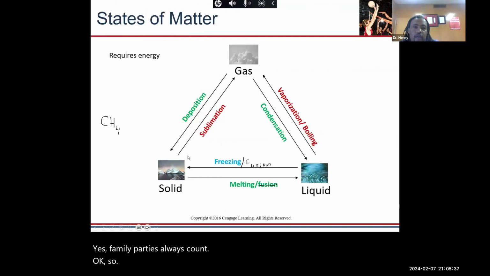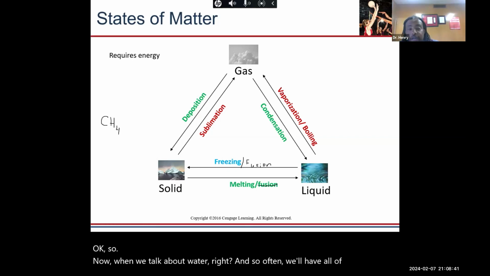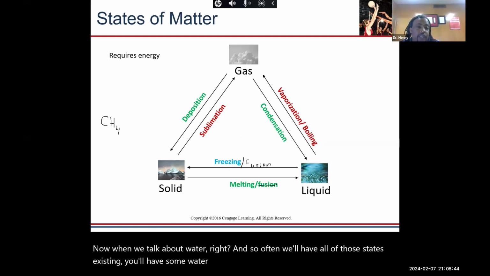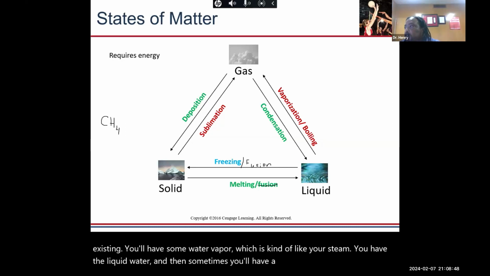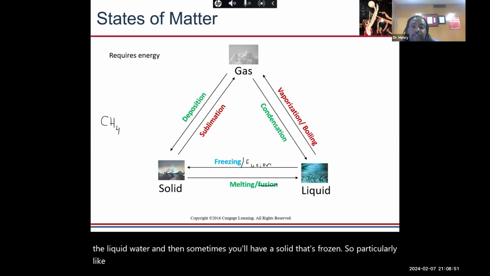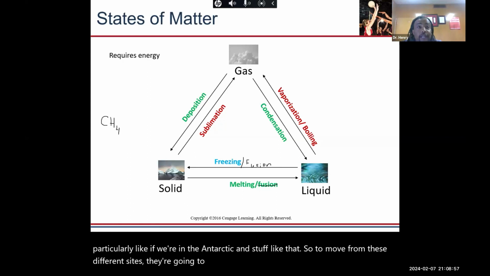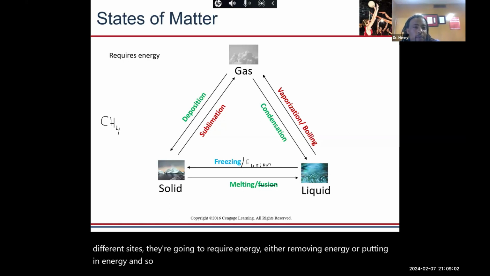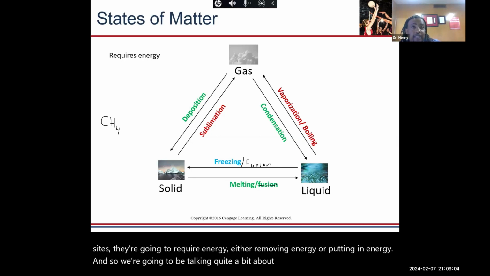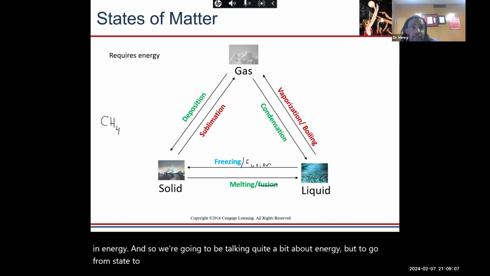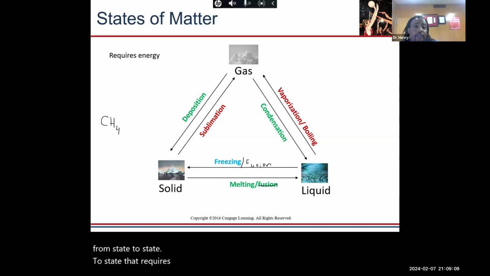Now when we talk about water, often we'll have all of those states existing. You'll have some water vapor, which is kind of like steam, you'll have the liquid water, and then sometimes you'll have a solid that's frozen, particularly in the Antarctic. To move between these different states, they're going to require energy, either removing energy or putting in energy. We're going to be talking quite a bit about energy, but to go from state to state requires energy.